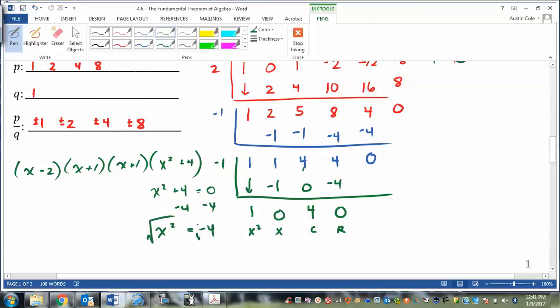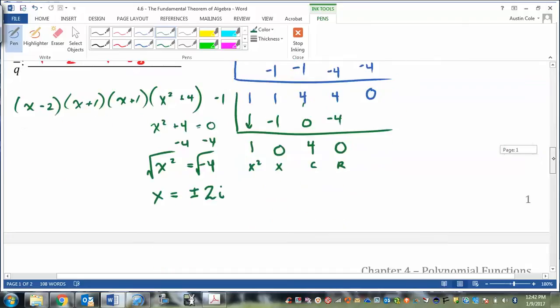Square root both sides. When I square root a negative, what do I get? I get imaginary. And that makes sense because if I look at my graph, I only have 3 zeros. Well, we need 5. Square root of 4 is 2. So this is going to be plus or minus. Remember, we put the square root in ourselves. Plus or minus 2i.